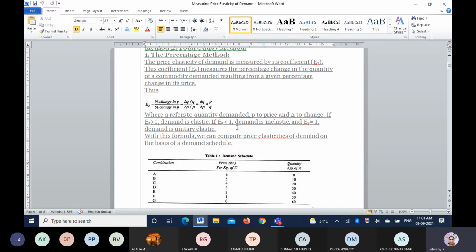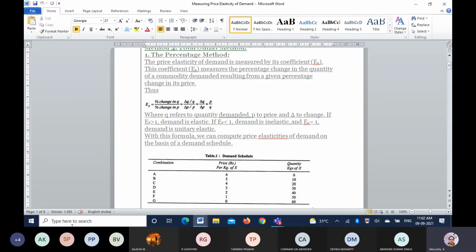Based on the elasticity value, you can say whether it is elastic, inelastic, or unit elasticity. For example, greater than 1 we call elastic, and less than 1 inelastic. But here also, suppose you are getting 9 as your value and 2 as your value. These are two different values, but both indicate that they are greater than 1, which means that the demand is elastic.